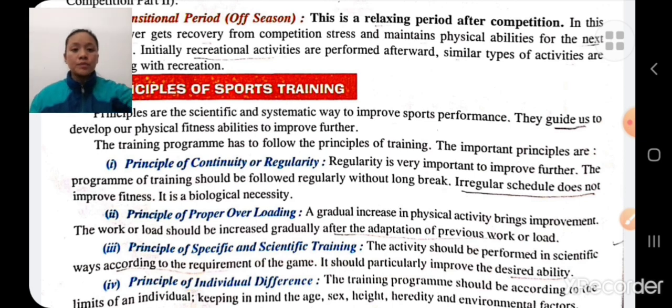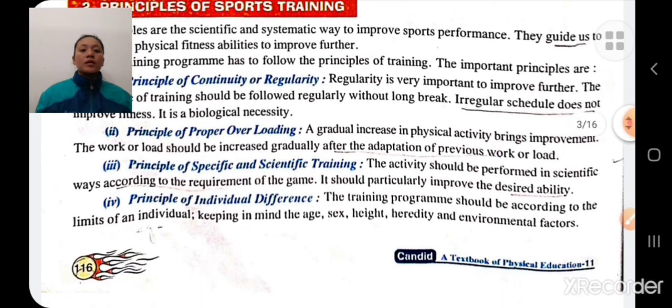Principle of specific and scientific training. We cannot give the same training for every game. Every game requires a different training program. So the training should be according to the requirements of the game.